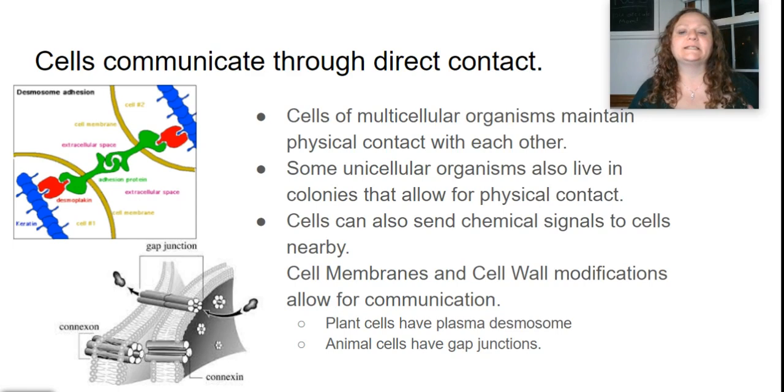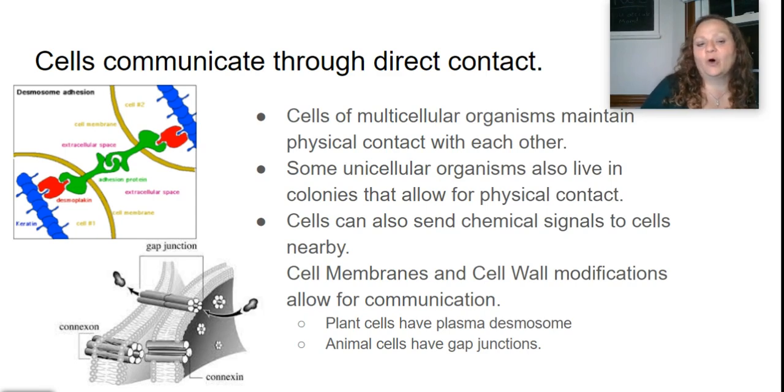so that reproduction can take place. Cells can send chemical signals to cells that are nearby. They don't actually have to be touching. And we're actually going to learn here in a few minutes that cells can also send signals to cells that are further away. But this direct contact, again, is so useful that cell membranes and cell walls actually have evolved modifications to allow for easier communication. Plant cells actually use this structure called plasmodesmata, and animal cells use something called gap junctions, and it just allows for signals to pass easily between cells.